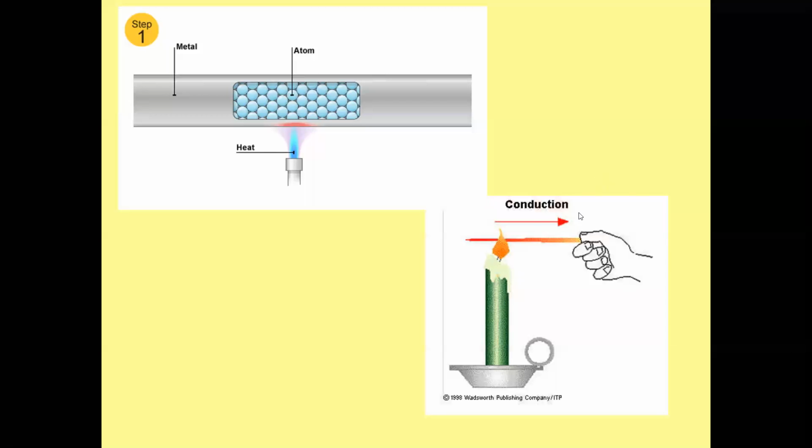For example, if you are holding a metal strip and you place it above a lighted candle, when you place it above the flame, you will find that you feel hot at the other end. Why do you feel hot at the other end? Because the energy is transferred from one end to another.